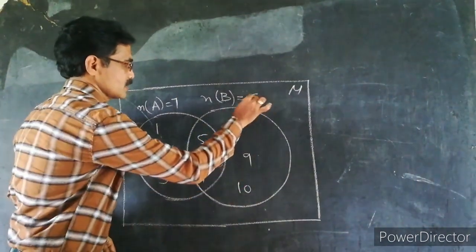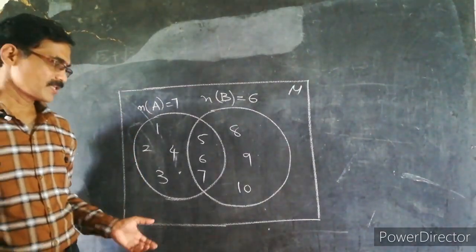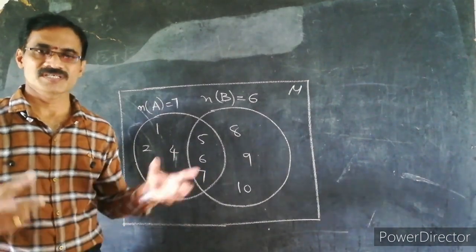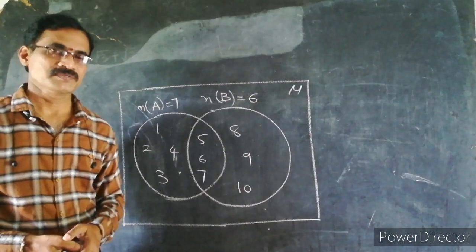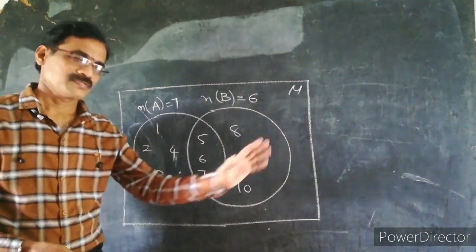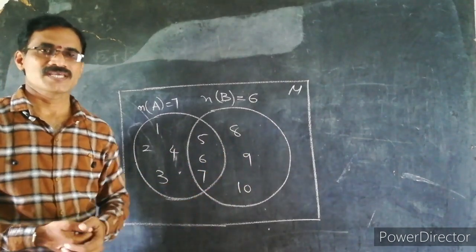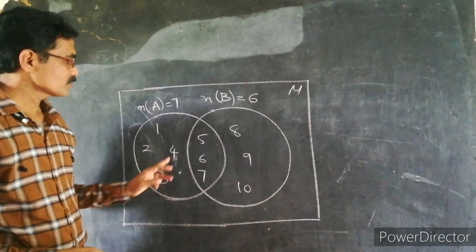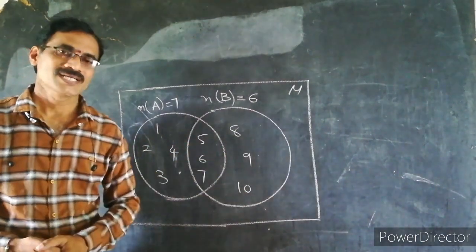Okay, right. Now, in the number of A union B, how to write the union of the two sets, you already learnt in our previous video. So, you have to combine all the elements and write A union B. How many elements are there in A union B? 1, 2, 3, 4, 5, 6, 7, 8, 9, 10. So, total 10 elements only.